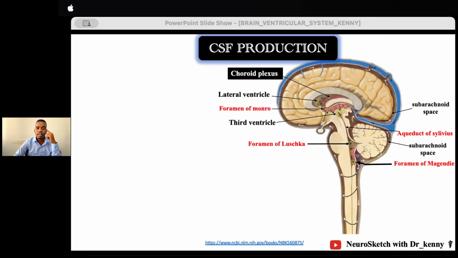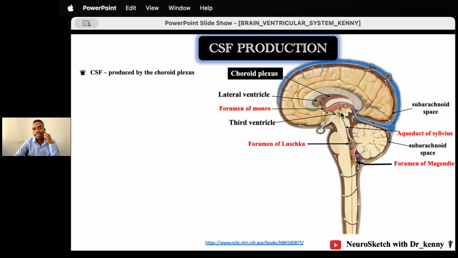Let's now talk about the cerebrospinal fluid, and we're going to discuss the production of this fluid, circulation, and reabsorption back to the system. The cerebrospinal fluid is being secreted within the ventricles by the so-called choroid plexus. This choroid plexus is the one which is secreting the cerebrospinal fluid.